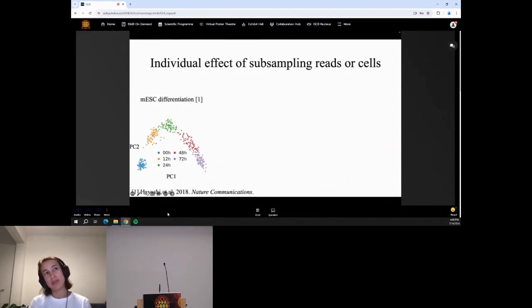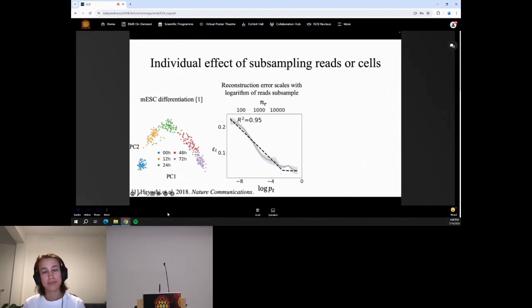Okay, so let's start with an example dataset. Here we observe the differentiation of mouse embryonic stem cells into primitive endoderm cells in gene expression space, and the colors indicate time points in which the cells were assayed since induction. First, we model the read reconstruction error, epsilon t. We vary pt, the fraction of sampled read counts, and compute the read reconstruction error over 10 repeats. We plot both the mean and the variance of the error in gray. And overall, we observe that the reconstruction error decreases linearly with log PT.